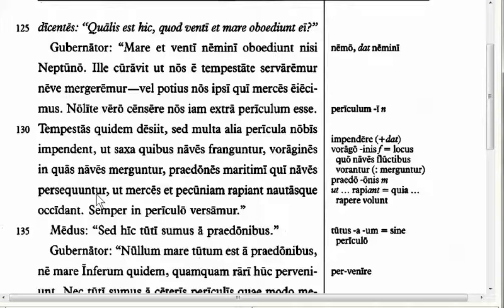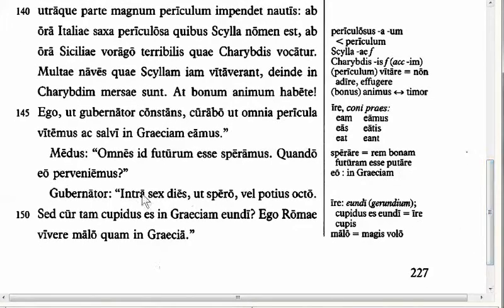Persequuntur. In line 149, we have the gubernator who says, "intra sex dies ut spero vel potius octo." The question that made us ask is, when will we get there? And the helmsman says, within 6 days, as I hope, or rather within 8 days. Ut spero. What is the mood of spero? Spero is just your regular indicative verb from sperare, to hope. And ut spero, as I hope.